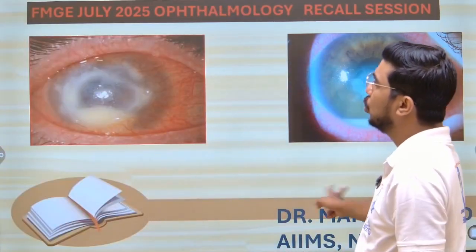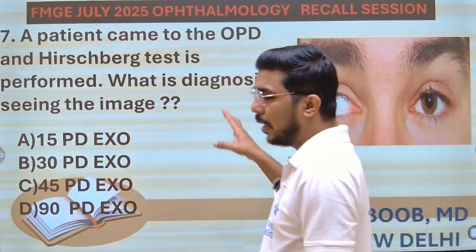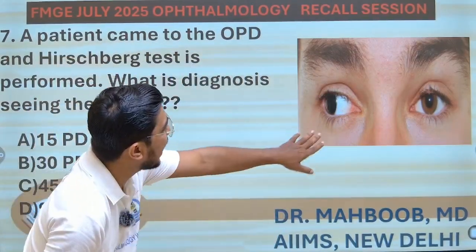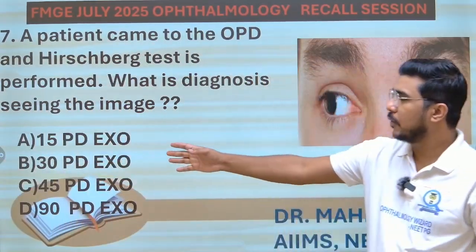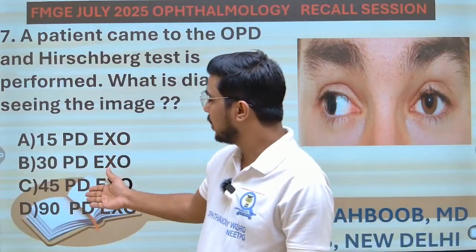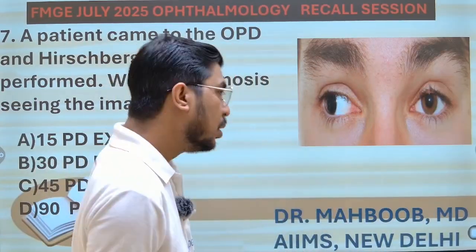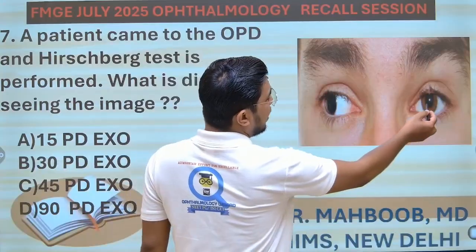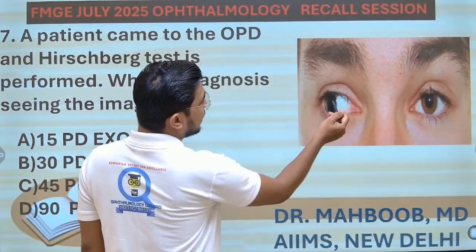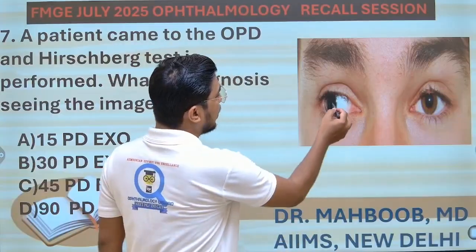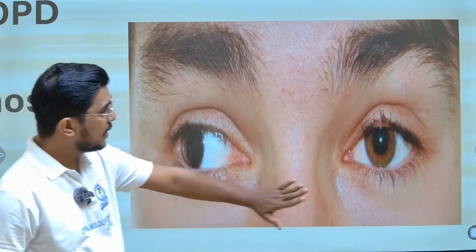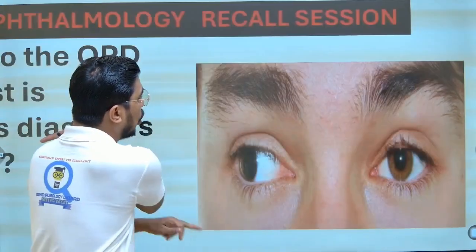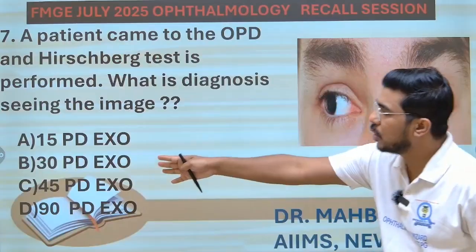Now, coming to the next MCQ. The next MCQ is this one. A patient came to the clinic and Hirschberg test has been performed. So this is the Hirschberg test that has been performed. What is the prism diopter of this? The options are 15, 30, 45 and 90. See, the pupillary light reflex is here, and in this eye it is at the margin of the lid. So the answer could be what?